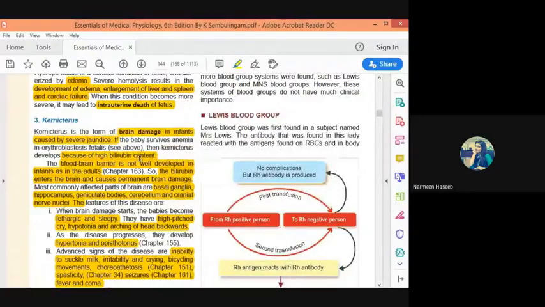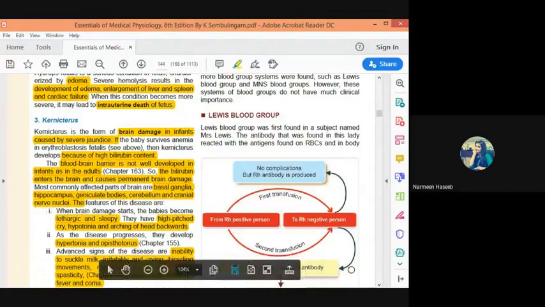Because the blood-brain barrier of infants is not developed yet, and the blood-brain barrier stops any toxins or irrelevant substances from entering the brain. So the infant's blood-brain barrier is not developed, and it lets that bilirubin enter the brain and damage the infant's brain. Most commonly, the affected parts are the basal ganglia, hippocampus, geniculate body, cerebellum, and cranial nerve nucleus.